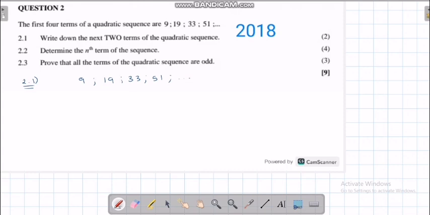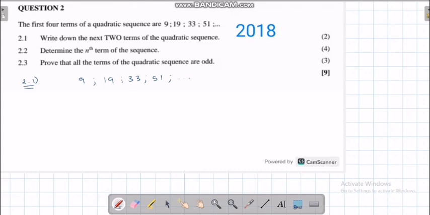Okay, so now our last question. It says the first 4 terms of a quadratic sequence are 9, 19, 33, 51. The first one says write down the next two terms of this quadratic sequence.